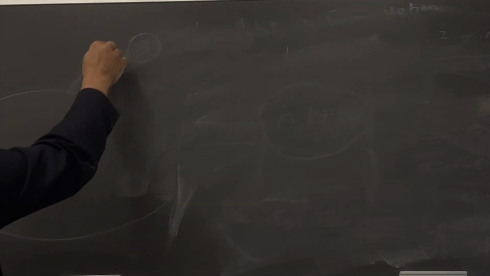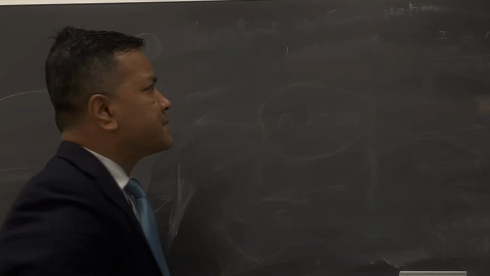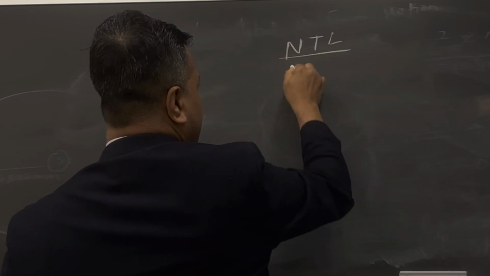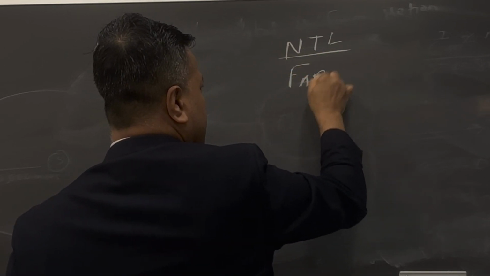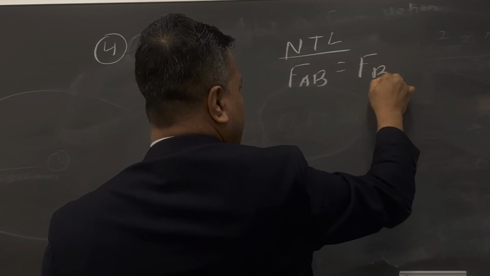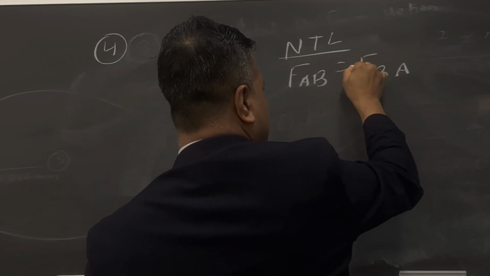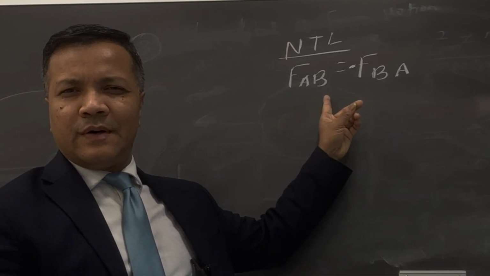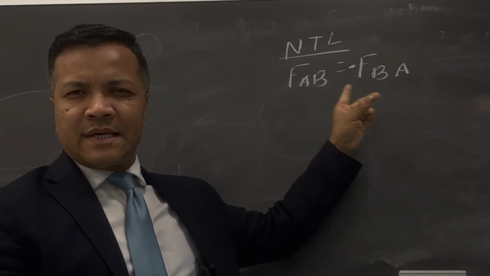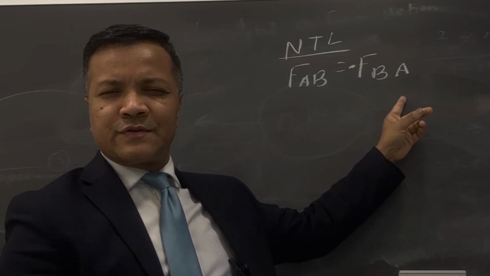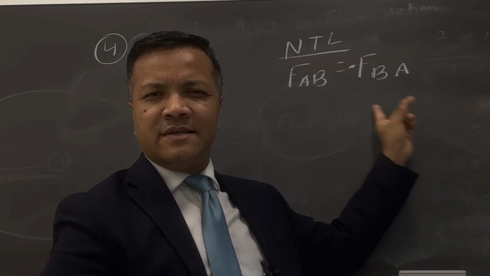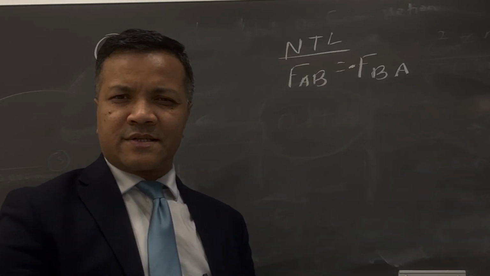Problem number 4 has to do with Newton's third law. What is it? FAB is equal to FBA, but opposite in direction. However, this is not how you say it. Force on A by B is equal in magnitude to force on B by A, but opposite in direction. So practice once or twice.